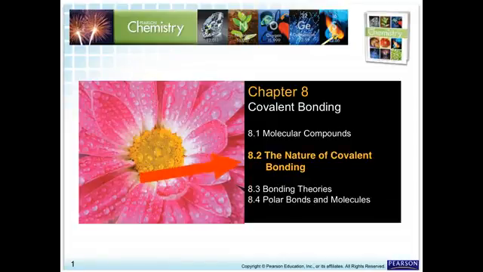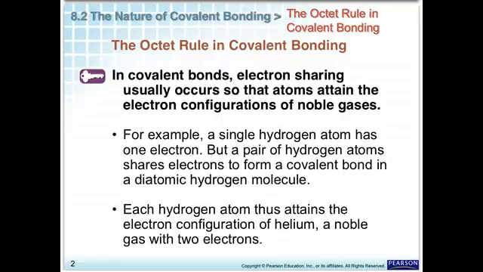Okay, on to section 8.2, the nature of covalent bonding. In covalent bonding, atoms also are trying to obey the octet rule. So we share electrons, and it occurs so that atoms still obtain the same electron configuration as a noble gas, same as in ionic bonding.